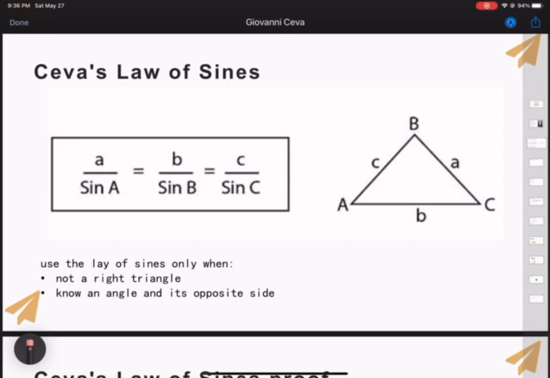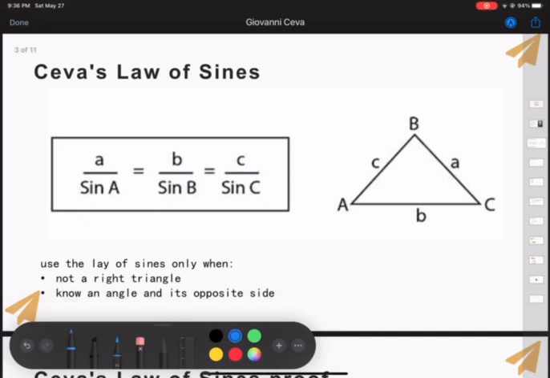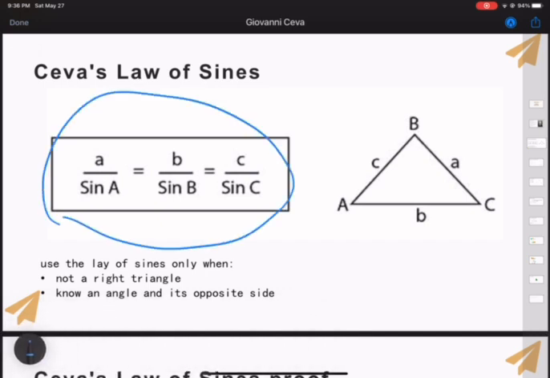So, the law of sines. We can see on this picture here, in a random triangle, a divided by sine A equals b divided by sine B equals c divided by sine C. But the law of sines can only be used when the triangle does not have a 90 degree angle, and we also know one angle and its opposite side. Then we can use the law of sines.